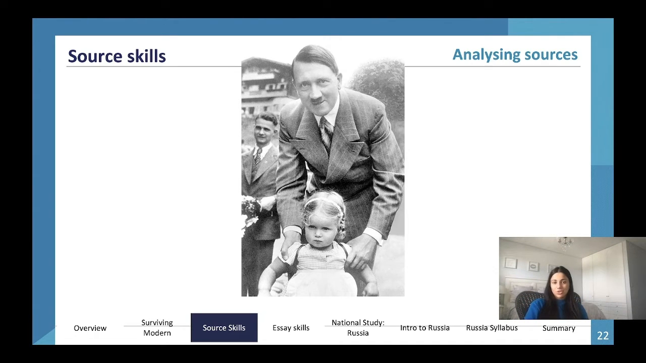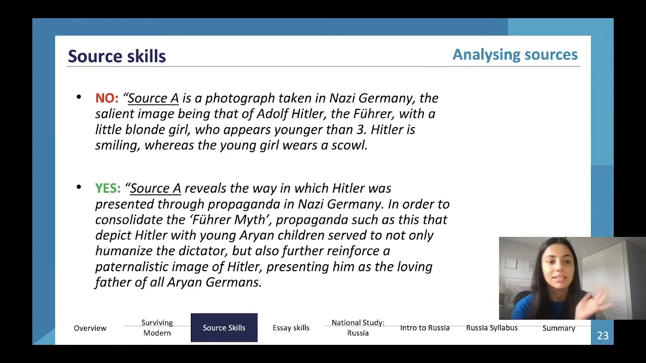We're analyzing this source, Hitler with a child. Let's have a look. I want you guys to think about the different ways that you can analyze this. I can analyze this and just describe what's in the photo, or I can analyze it and use that description to make an analysis and prove a judgment, or prove the nature of what this picture is actually depicting. Let's talk about what I mean.